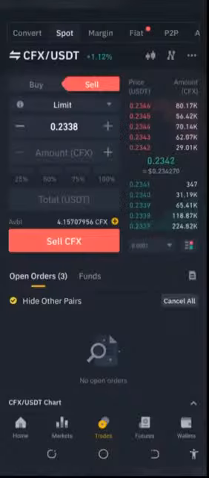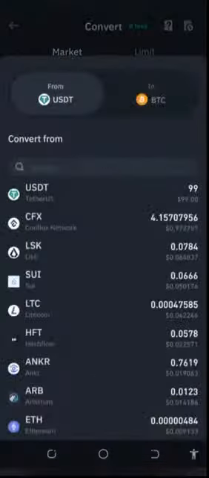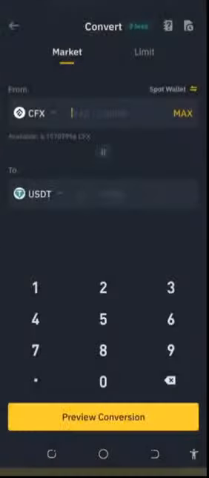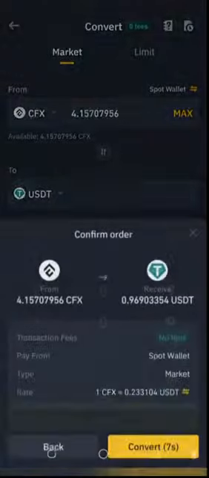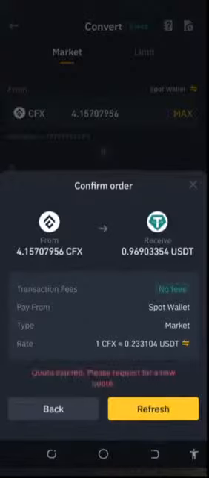4.15. Okay, we sent out 4.26. Now it's at 4.15. Obviously, we cannot change it here. So we have to go back to our convert and then we will put that in here. Let's put in, what's that? CFX. Okay, and then USDT. And let's see how much, what's that? Max. Let's see how much we get. I was too much in a hurry to get that back. Oh, we lost 4 cents.